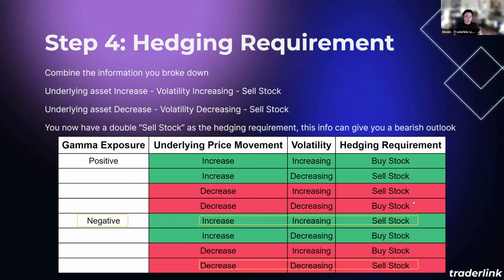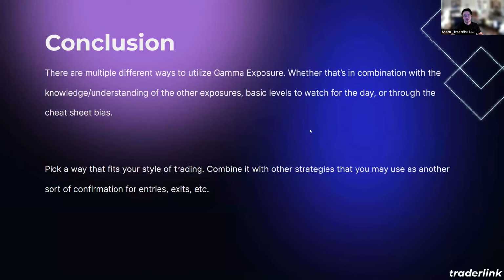So now that you have a double sell stock as the hedging requirement, this info can give you a bearish outlook on what to take for the day, right? There are so many instances where people come into the market and they're like, what do I take for the day? Am I going to go long at this support? Am I going to go short at the support and whatnot? With this, it can help you determine, this is at least what I use literally on a daily basis, guys. We're not showing you things that we don't use. Geo has his way, as he showed you with gamma exposure, Vanna exposure, and charm. This is just another way to utilize gamma exposure, right? And this is something that I use on a daily basis, as I said. So once you have a double sell, the next one is the conclusion, right?